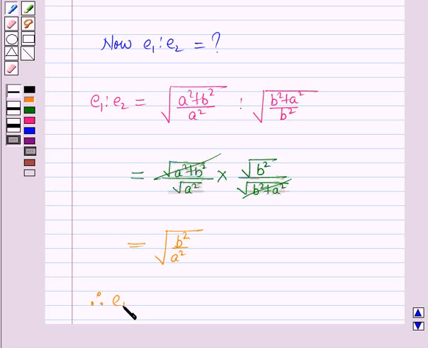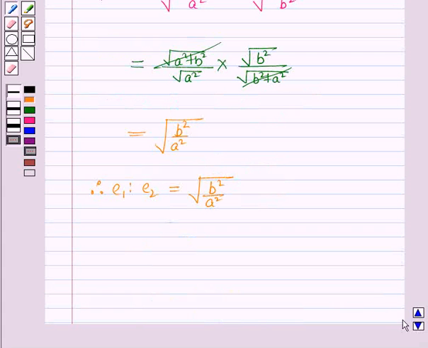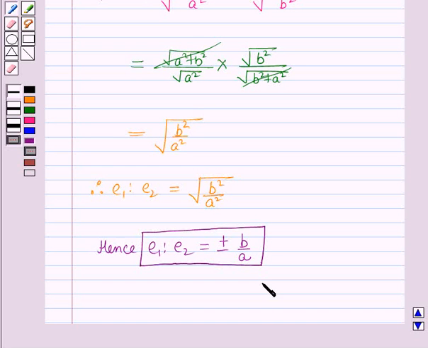Therefore, E1 is to E2 is equal to square root of b square over a square. Hence, E1 is to E2 is equal to plus minus b over a. So this is the solution of the given question.